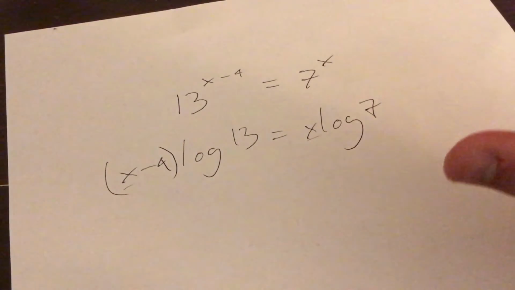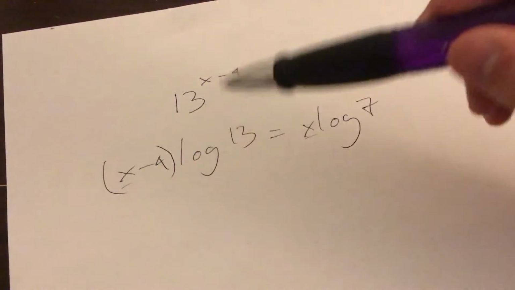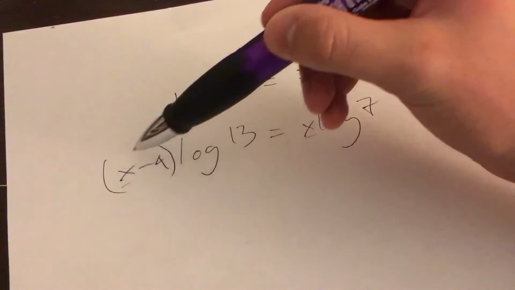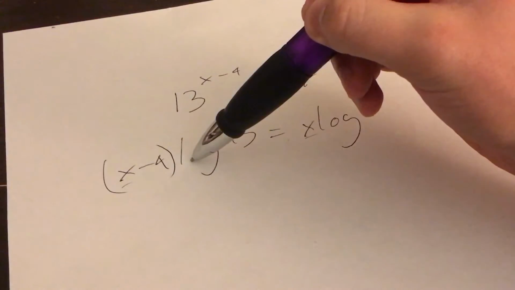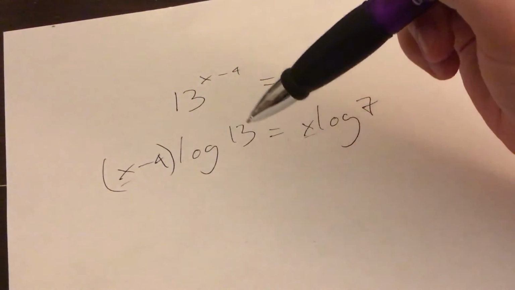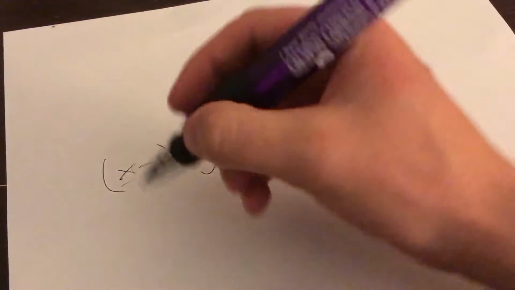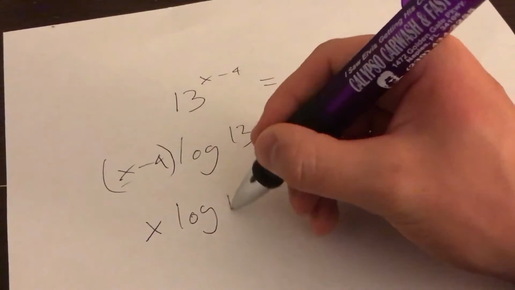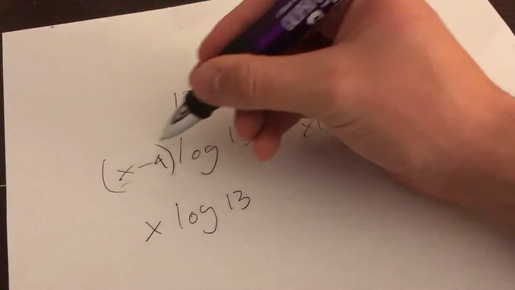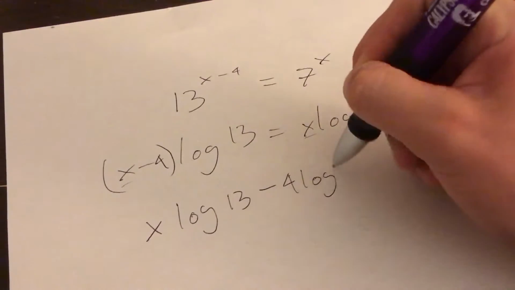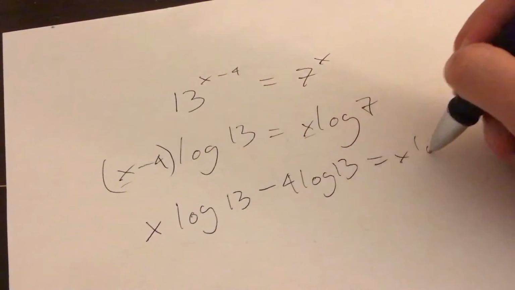It's just crazy. So to make it easier on myself, one property of logs that we can use is the distributive property, which means I can take this x, connect it to that, and then take this negative 4 and connect it to that separately, and it'll still be the same. So I'm saying it differently, and it makes it a lot easier, and you'll see. So I'm distributing, and then the negative 4 log 13 equals x log 7.